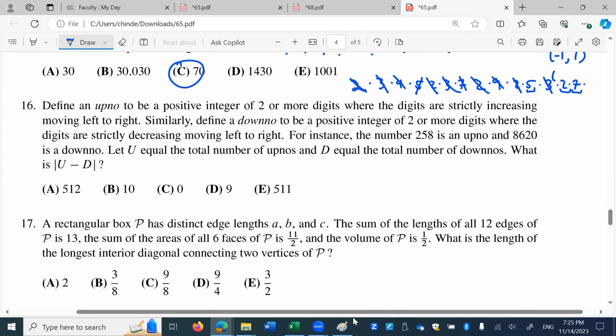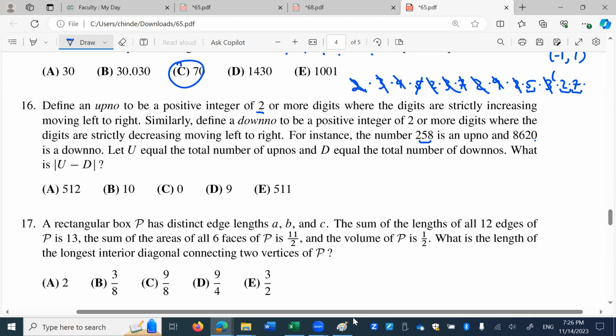An upno is a positive integer with at least 2 digits that are strictly increasing. And a downno is strictly decreasing digits. So no repeats, no numbers between 1 and 9. And so we have an example. So we can have a 0 as the last digit of a downno, but we can't have a 0 as the first digit of an upno. So what's the difference between the number of upnos and downnos?